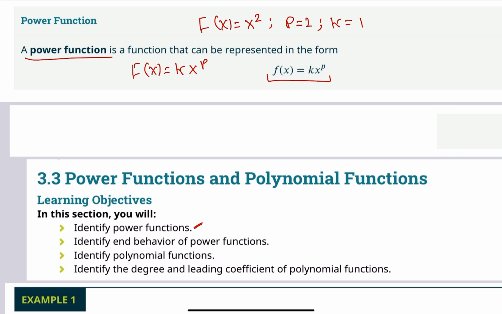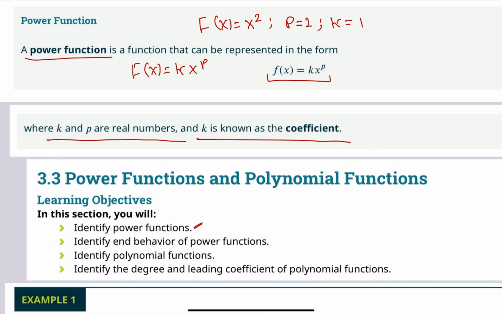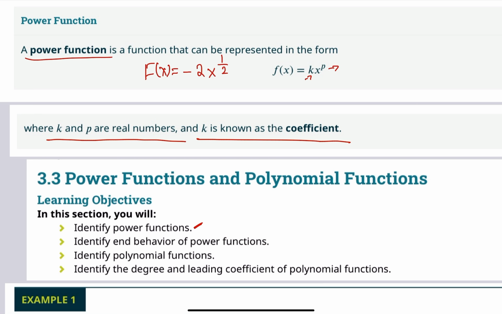Let's have a look at this, where k and p are real numbers and k is known as the coefficient. And when they mention the word real numbers, it means that p can be a non-integer. Let me give you an example. F of x can be equal to, let's say k is a negative number, it can be -2, multiplied by x to the power of 1/2. It doesn't have to be an integer, it can be a decimal. And that's pretty much it for understanding what a power function is.